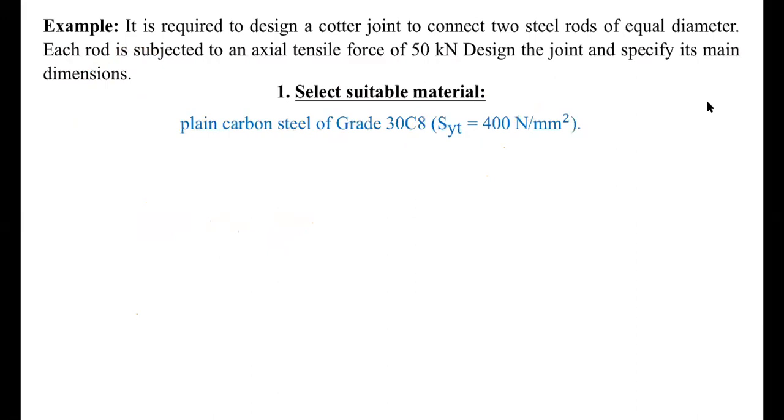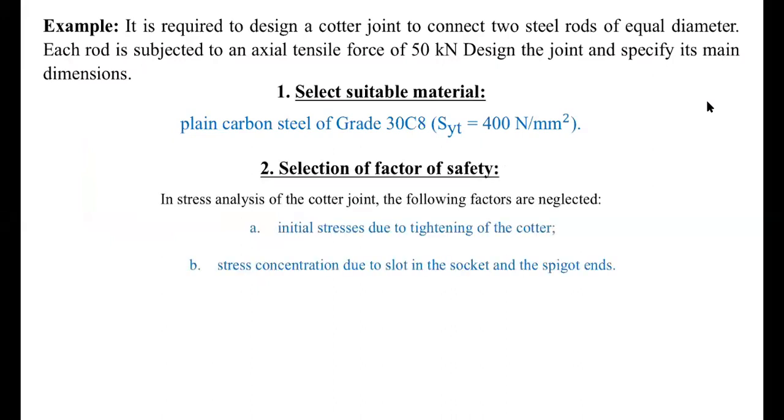First, in this question you have to select a suitable material. I have selected plain carbon steel of grade 30C8, which has a yield strength in tension of 400 newton per mm square. Then you have to select a factor of safety, because you have neglected the initial stresses due to tightening of the quarter. In the last lecture we discussed some assumptions. In this question we are taking only tensile loading conditions.